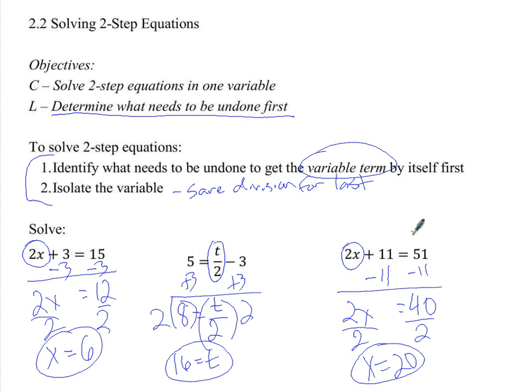Save the undoing of the variable term until the end. Get rid of what's being done to the whole variable term first, and then move from there. It's like digging a hole. Just kind of start digging down until finally you unearth what you're looking for.